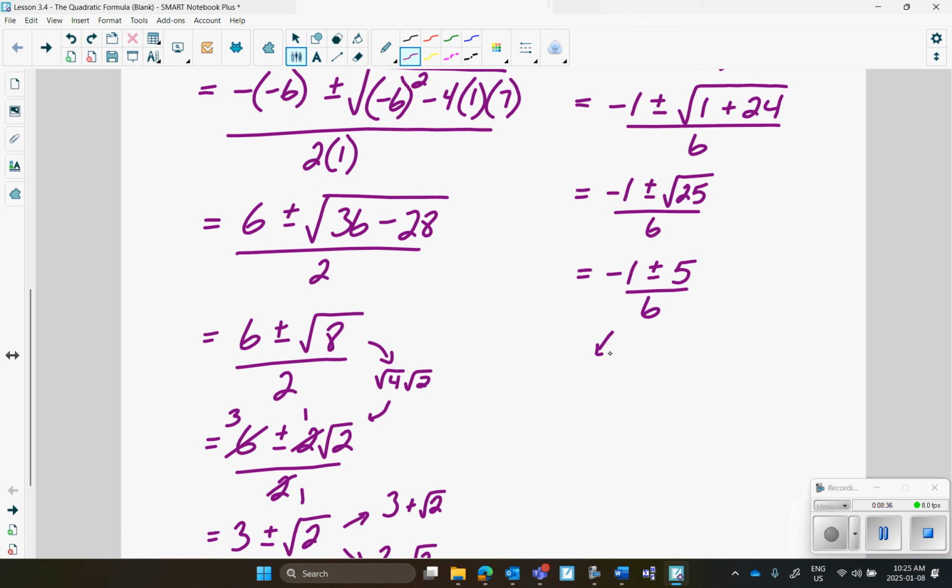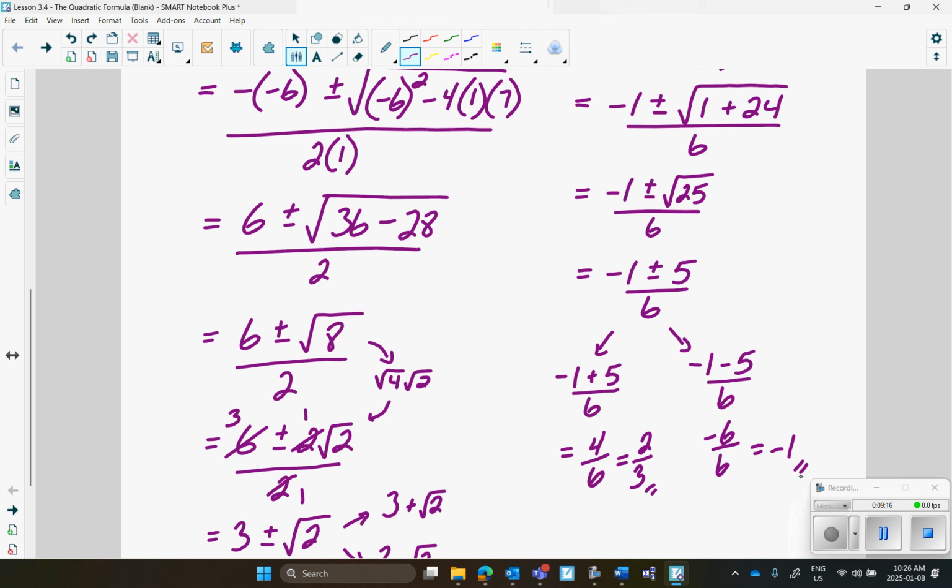So my answers are going to be negative 1 plus 5 divided by 6 and negative 1 minus 5 divided by 6. And what's negative 1 plus 5 divided by 6? Well, that reduces to 2 over 3. That's an answer. And negative 1 subtract 5, negative 6, divided by 6, works out to exactly negative 1.